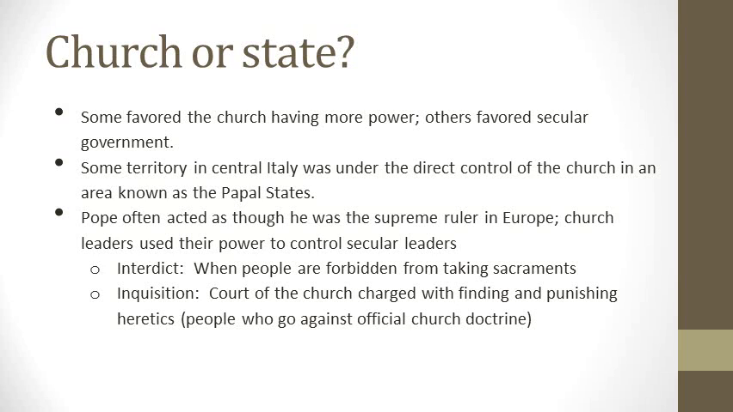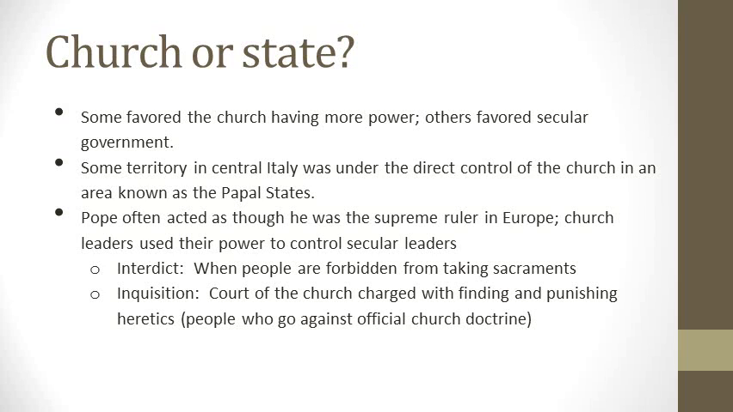There's also a power struggle going on between the church and state, or the secular government led by the king. Some favored the church having more power, others favored the state having more power. In central Italy, there was some territory that was under the direct control of the church, and that's the Papal States. And even today, there's a small area in Italy that is directly under the governance and authority of the Roman Catholic Church, and it's the Vatican City.